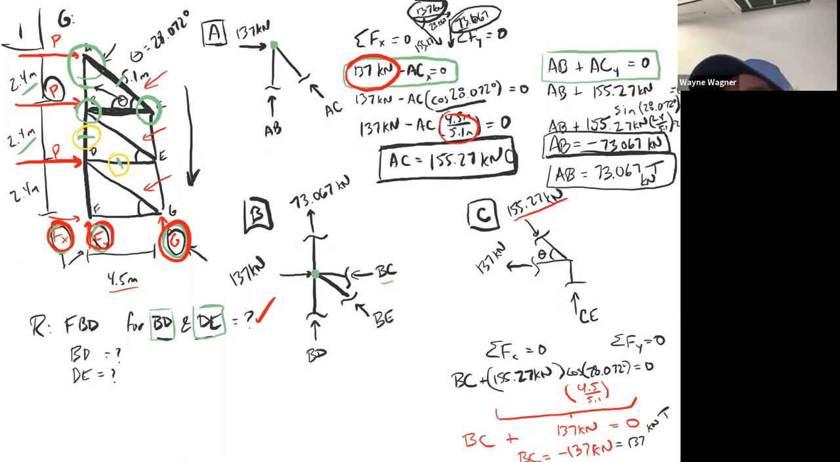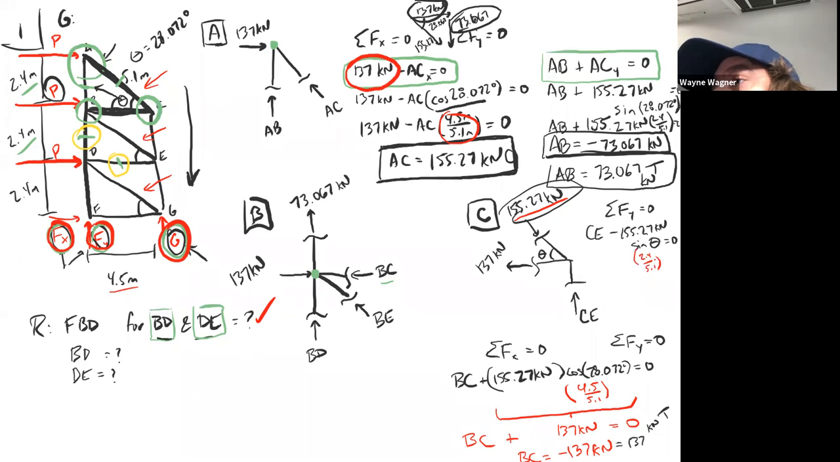Okay, so now we've got to do CE, and we already know what CE is going to be. Sum of the forces in Y equals 0. And so I've got CE is positive, and I'm going to minus this force right here, the Y component of that, which again I can do 155.27 kilonewtons times the sine of that angle. I'm just going to put theta here because I've got a space problem. And again, in place of the sine of theta, I can use 2.4 over 5.1.